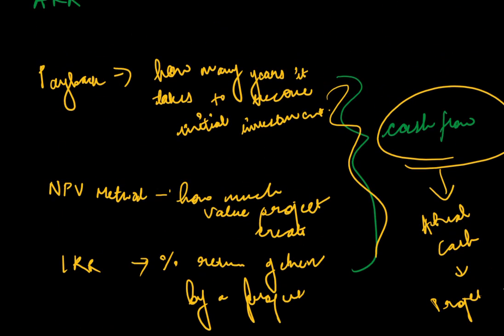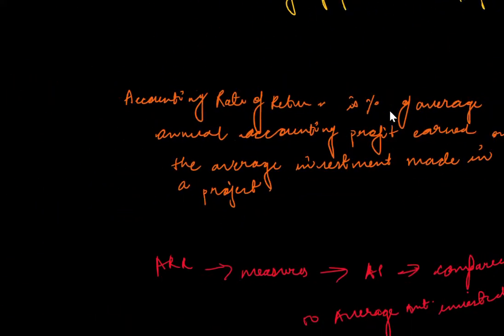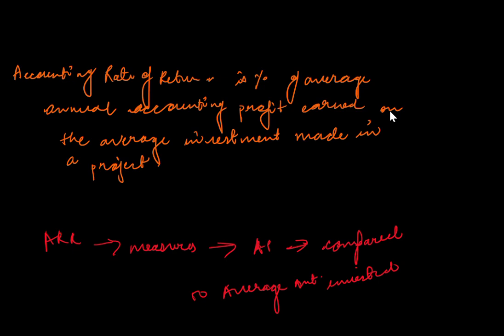Now let's first understand the meaning of accounting rate of return. So you can write this definition in your notebook. Accounting rate of return is the percentage of average annual accounting profit earned on average investment made in the project.